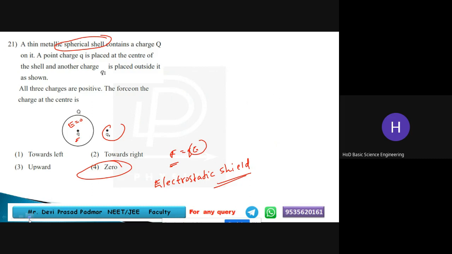That is why you have to sit inside the car during lightning. It is safer to sit inside the car than outside, because inside the car it will be like a cavity. The metal surface will be outside and you will be inside. The electric field will be 0. It acts like the electrostatic shielding concept.